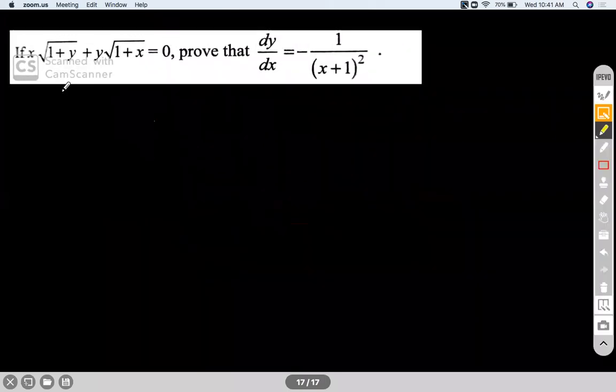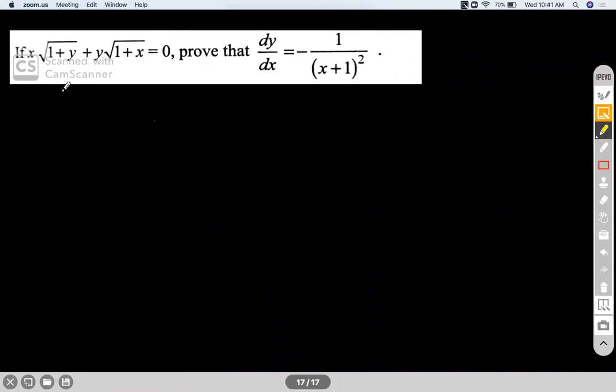If x under root 1 plus y plus y under root 1 plus x is 0, prove that dy by dx is minus 1 by x plus 1 the whole square. Looks somewhat like the product rule.